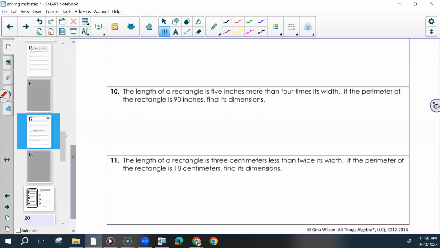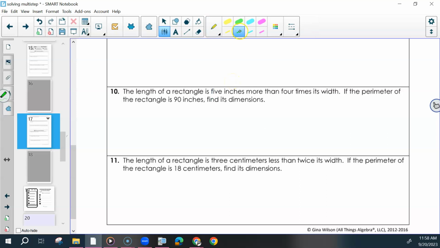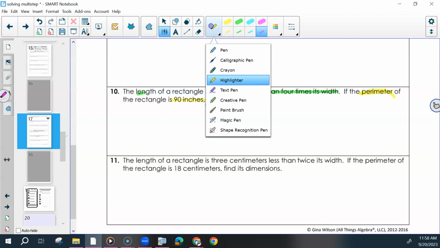Let's read it. The length of a rectangle is 5 inches more than 4 times its width. If the perimeter of the rectangle is 90 inches, find its dimensions. So what's important here? The length. What about the length? 5 inches more than 4 times its width. That piece is important. And then what else? Perimeter of the rectangle is 90 inches. And then we're looking for dimensions.